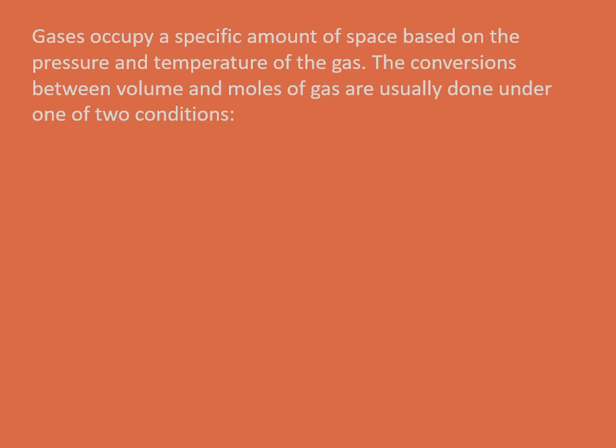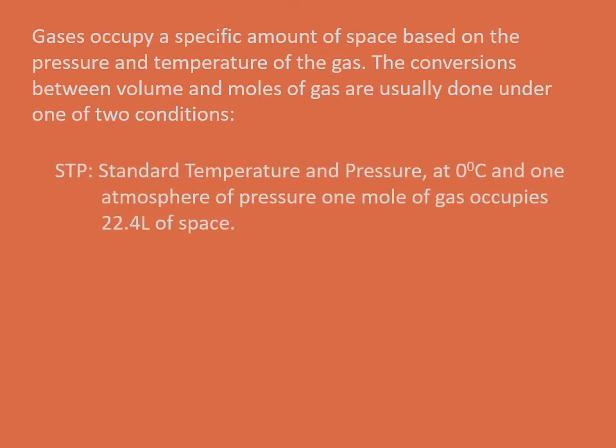Gases occupy a specific amount of space based on the pressure and temperature of the gas. The conversions between volume and moles of gas are usually done under one of 2 conditions. STP, standard temperature and pressure, at 0 degrees Celsius and 1 atmosphere of pressure, 1 mole of gas occupies 22.4 liters of space. Make a note that STP is 0 degrees Celsius on your pink sheet.